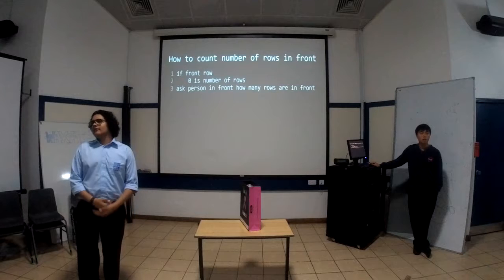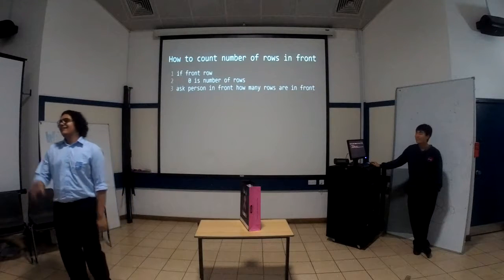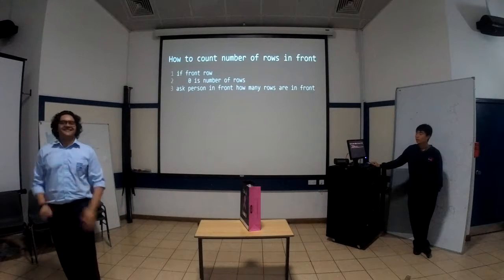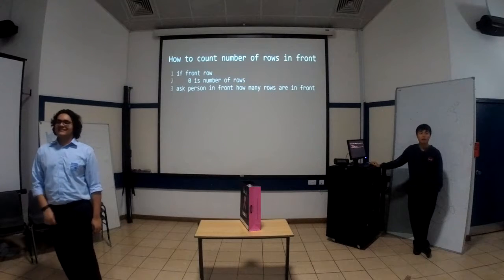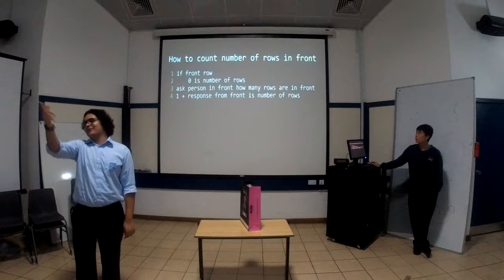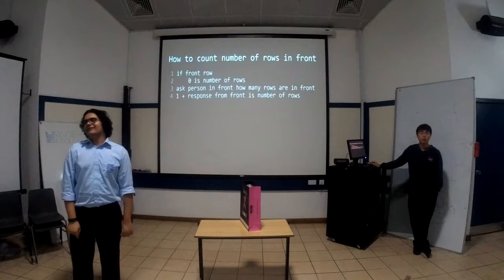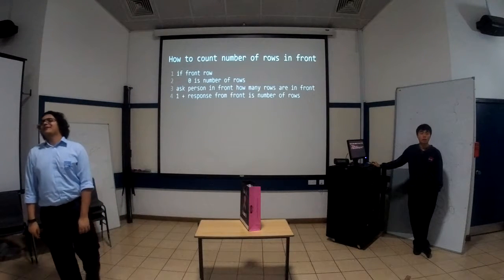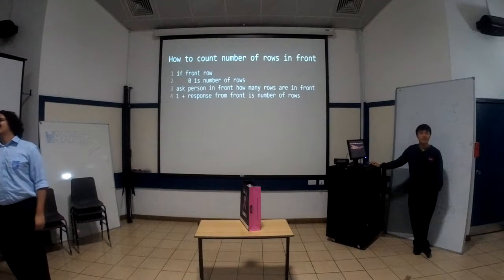How many rows are in front of you, Rob? I don't know, but how many rows in front of you? Ah, exactly. Beautiful. I don't know how many rows in front of you, Alex. 1. Nice. Now, what are you going to tell Rob? There are 3. Okay, yeah. 4 in front of me. There's 5 in front of me.